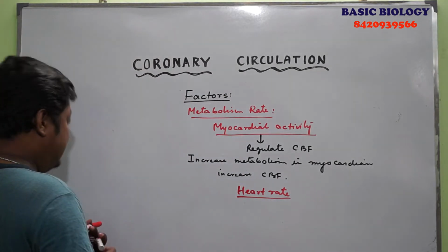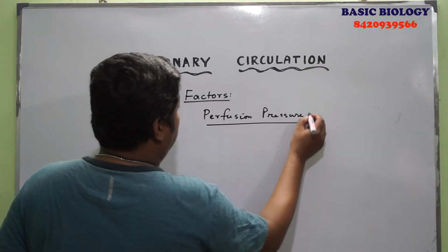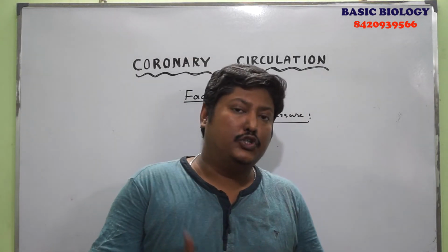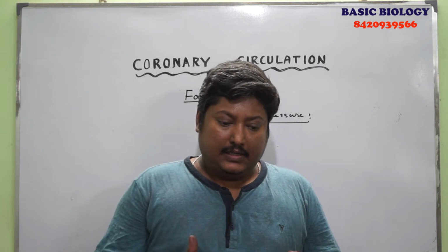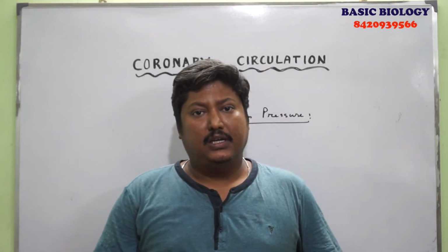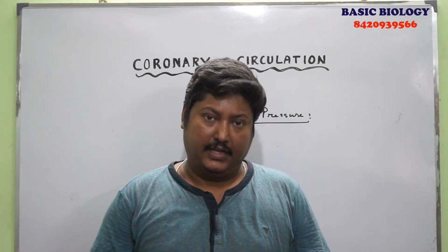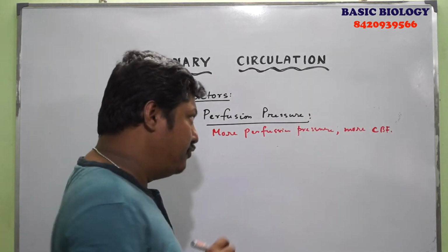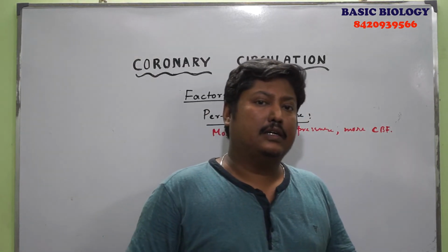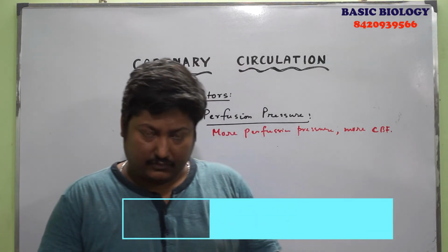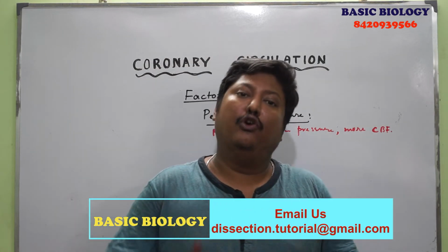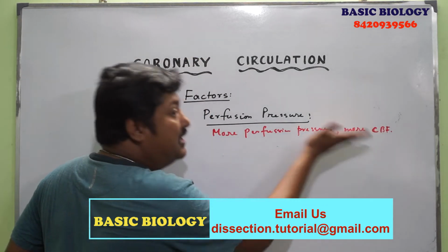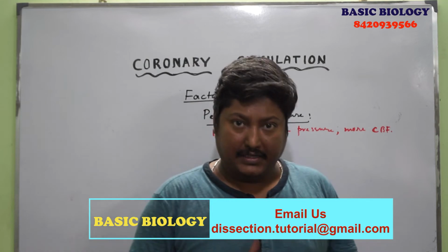The second one is perfusion pressure. Now this is also a very important regulator which controls the CVF. Increased perfusion pressure, increased CVF. That is, the more perfusion pressure, the more CVF. But one thing you have to know, that CVF is an auto-regulation process. So within that limit, the flow definitely increases. That means there is a limit to the increase of CVF.